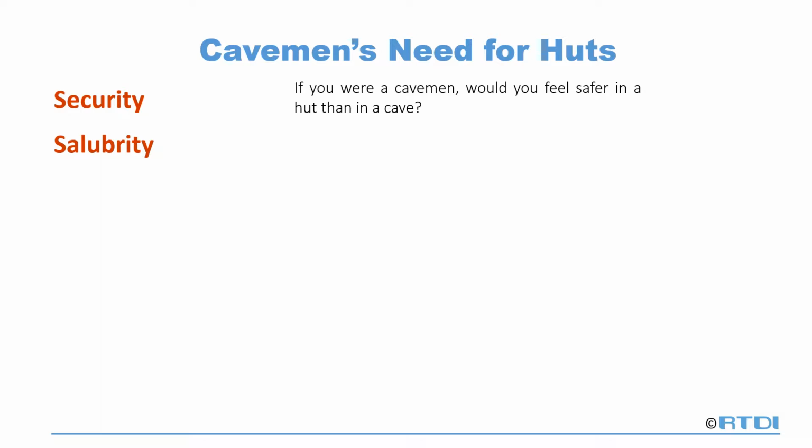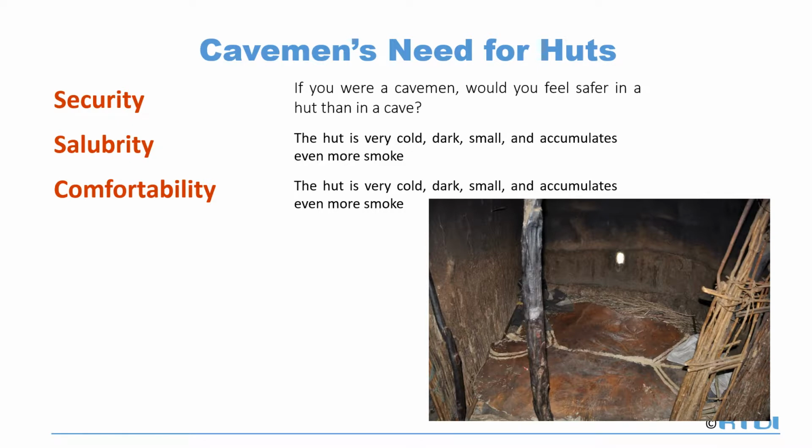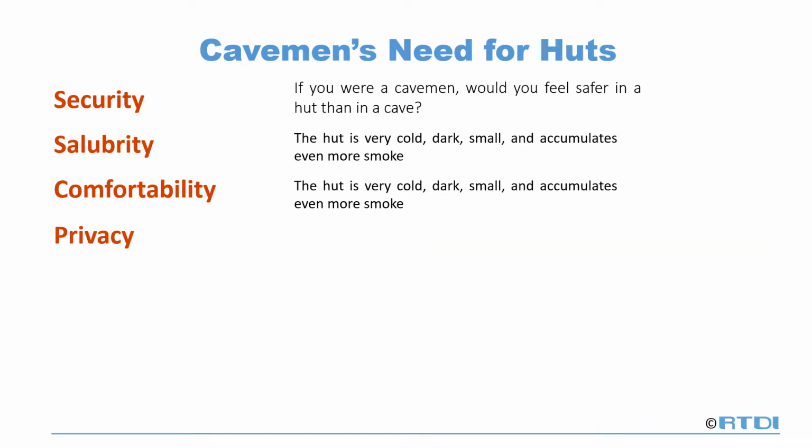We also get the answer salubrity, healthy. But the hut is very cold, dark, small, and accumulates even more smoke than the cave itself. We also get the answer comfortability. But the hut is very cold, dark, small, and accumulates even more smoke than the cave itself. We sometimes also get the answer privacy, having privacy. But the caveman is not ready for that. They don't understand the concept. Probably not even you, as a caveman, would have understood this concept. And it is not a challenge that exists today.